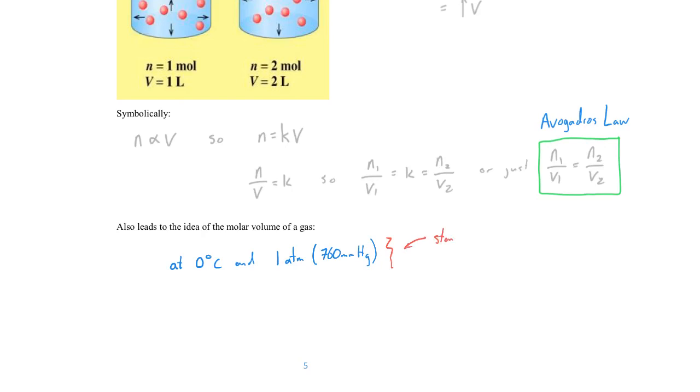And it turns out at STP, or at standard temperature and pressure, the volume of 1 mole of a gas is a known or a fixed quantity. And it turns out for any gas, 1 mole of a gas at STP has the same volume as any other gas. And it turns out to be 22.4 liters. So at STP, 1 mole of any gas has a volume of 22.4 liters.